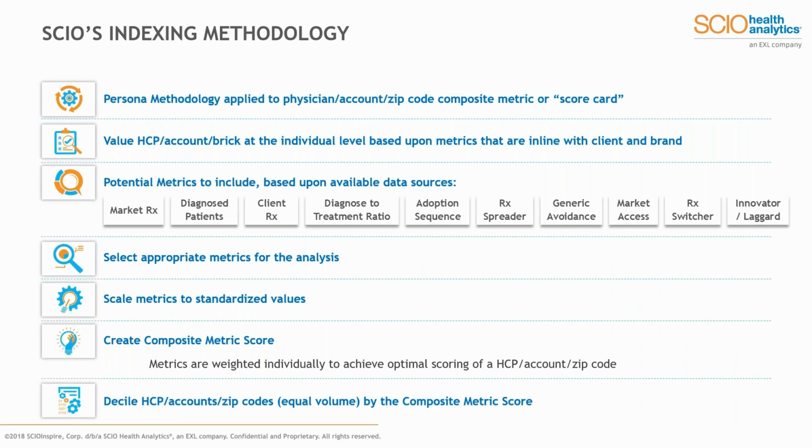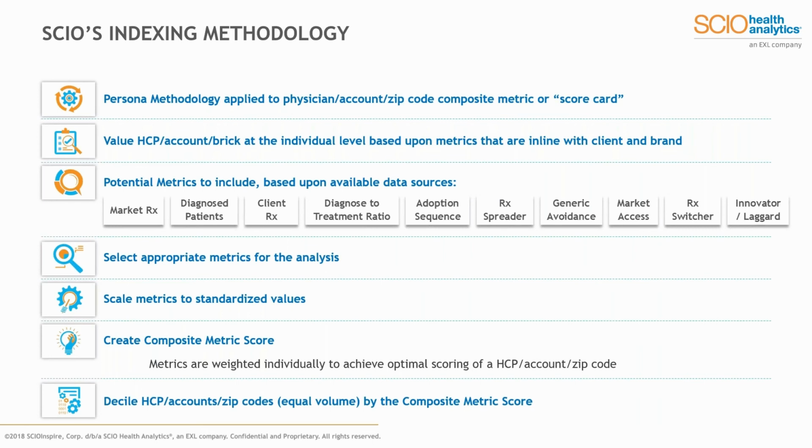We then identify what the appropriate metrics might be for the analysis. We would do some mathematical scaling of the metrics behind the scenes, and then we would create this composite score. And the key to that is to weight each metric individually. So, for example, we might choose to weight diagnosis to treatment ratio as a third of the overall score, which would give a higher weight to the overall composite metric. And then finally, we typically would decile the score, and that's just an easy to read and understand value, 1 through 10, for each HCP or facility.